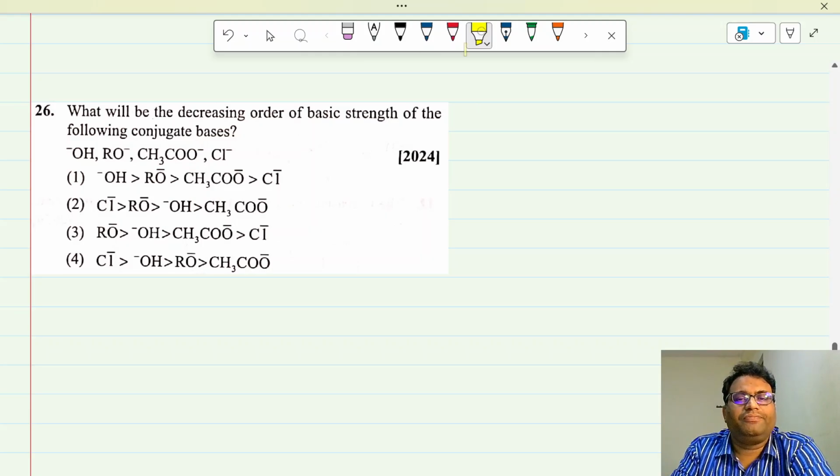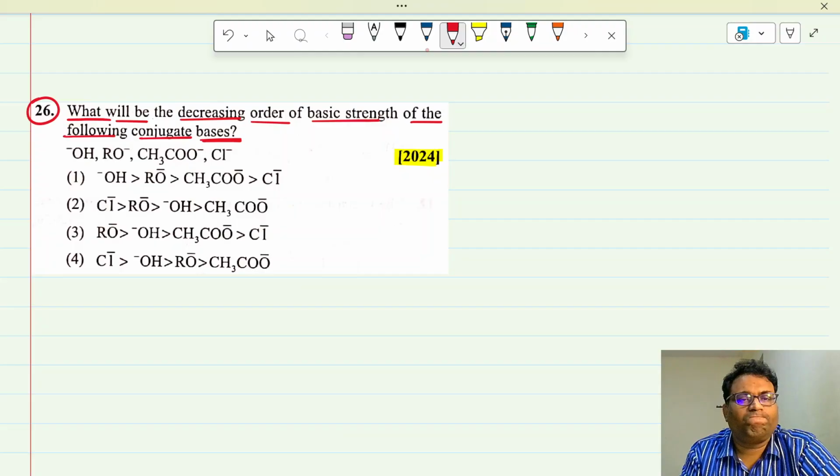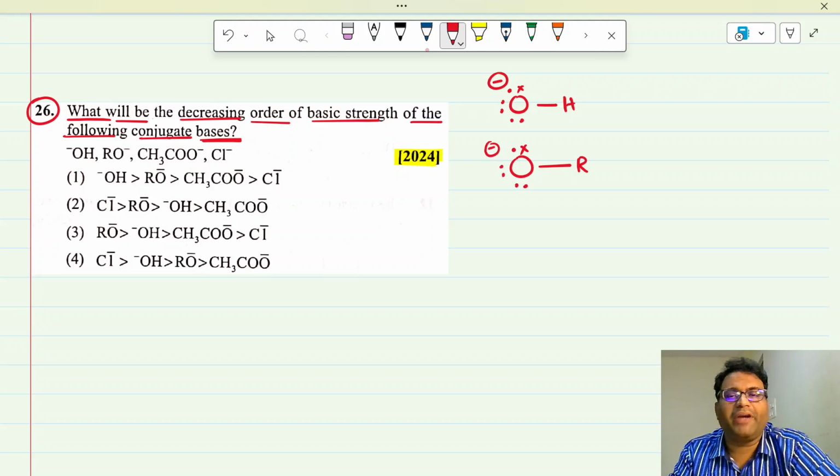So coming to the next question asked in 2024. Question number 26. Let us see what will be the decreasing order of basic strength of the following conjugate bases. You are given the first one, OH minus, you have a negative charge. Next one, OR minus. So now you compare these two.